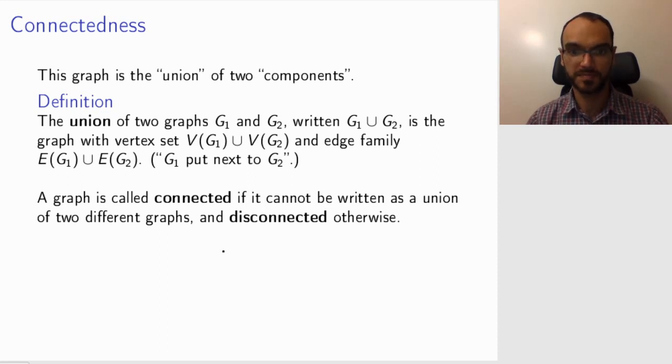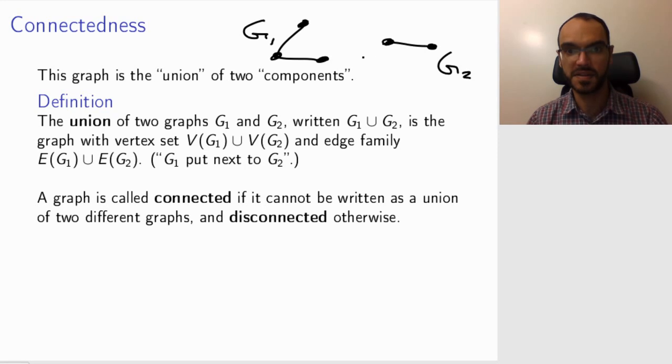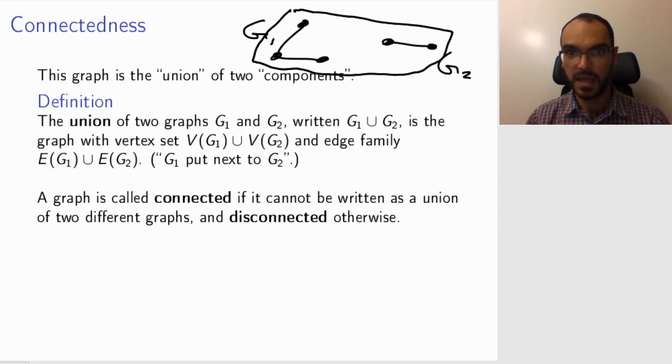So, for example, in our previous example, we have our G1 here and our G2 here. I am being lazy and not labeling the vertices, but then the union of the two graphs is this graph sitting together. And what does it mean for a graph to be connected? It means that it doesn't look like this. More precisely, a graph is called connected if it cannot be written as a union of two different graphs. If it can, it's called disconnected.